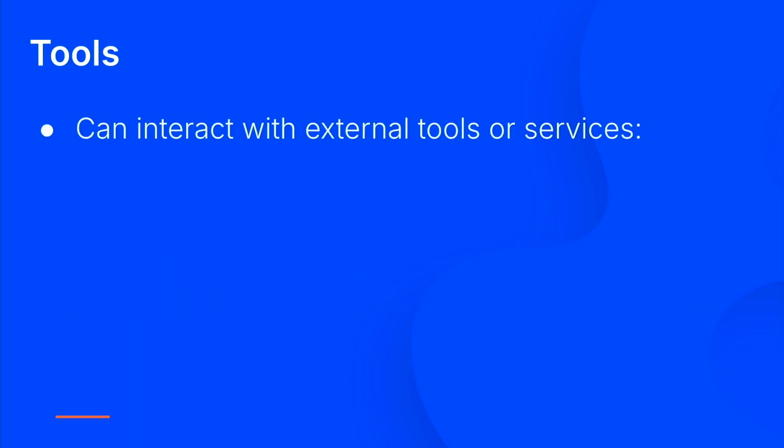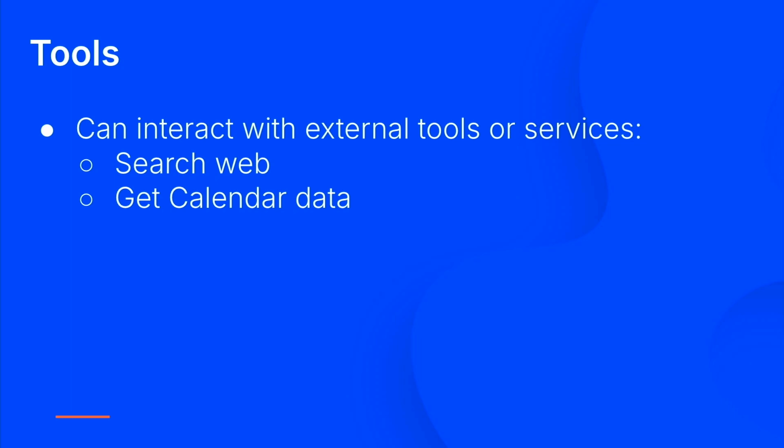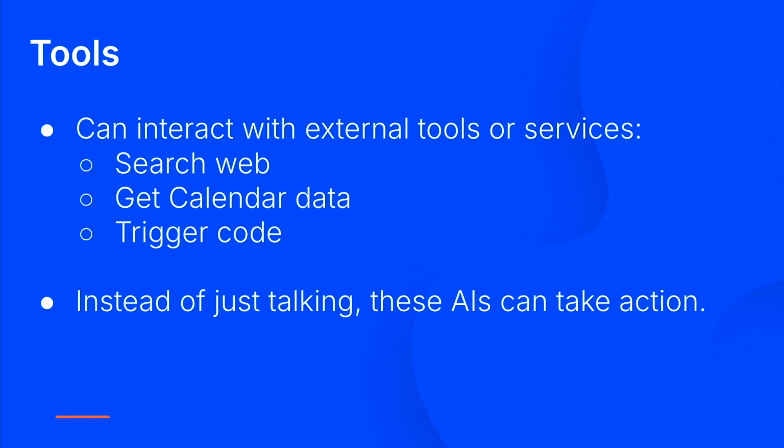The tools category can interact with external tools or services, like searching the web, getting your calendar data, or triggering code, anything that it could interact with externally. And instead of just talking, this AI can take action.